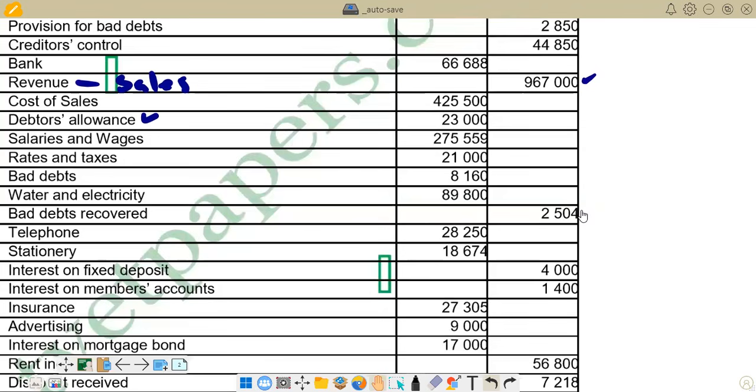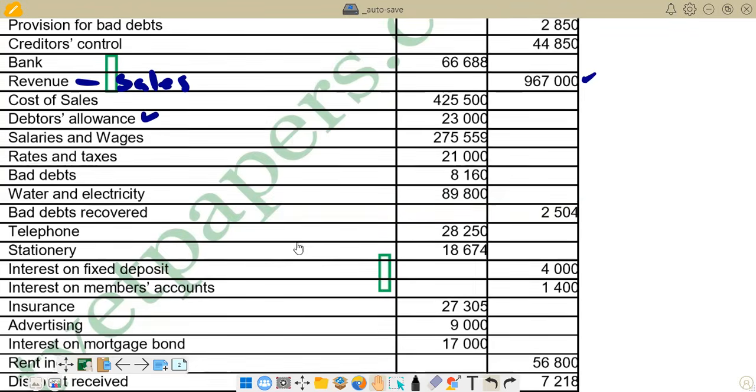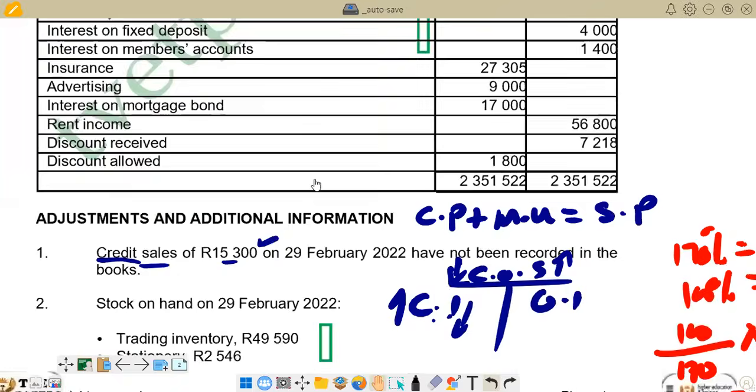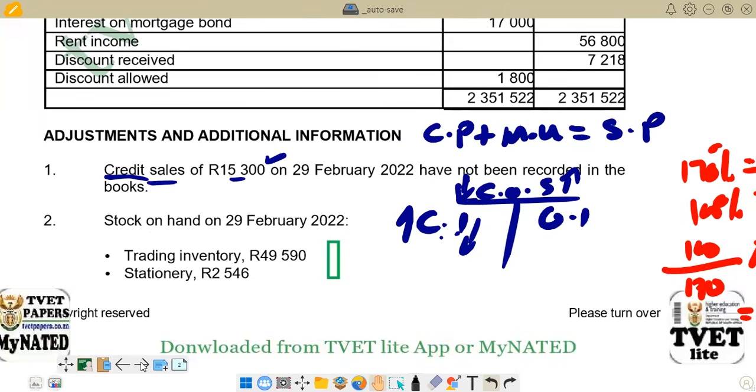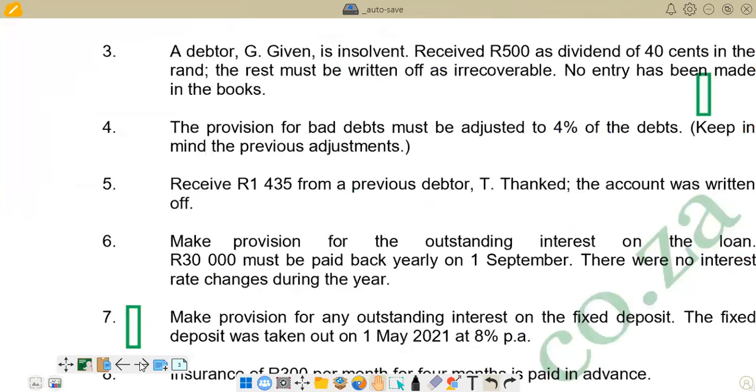2,504. But before we enter that figure, remember when you're entering all incomes and expenses, you first check if there's any adjustment in terms of that income or expense. So before you enter this 2,504, you are supposed to go through the additional information to check if there's anything that is affecting bad debt recovery. So here we are seeing there's nothing. We go to the next page. We can read this one. A debtor is insolvent, received 500 as a dividend of 40 cents in the rand. The rest must be written off as irrecoverable. This one is not recovered.